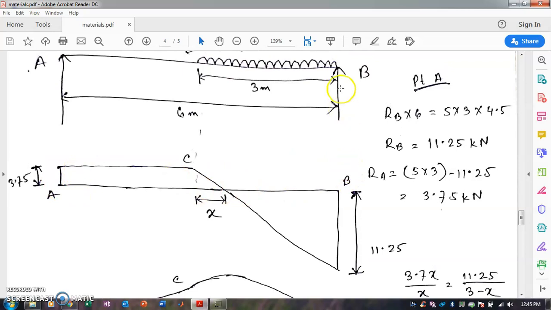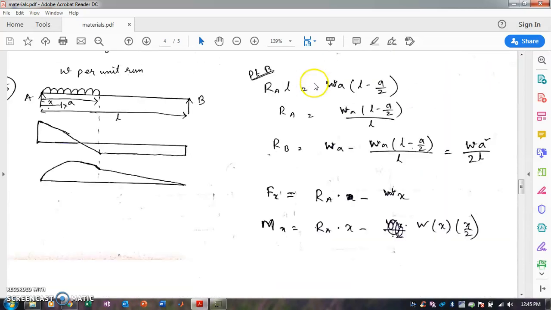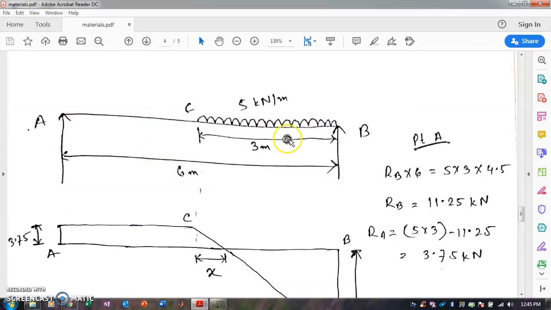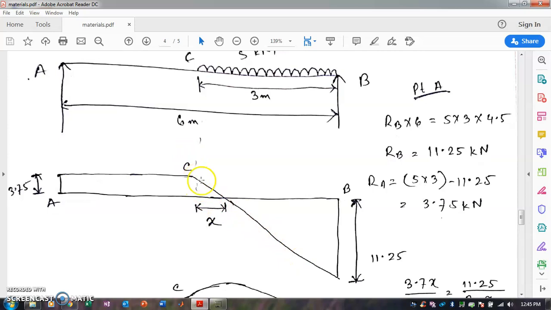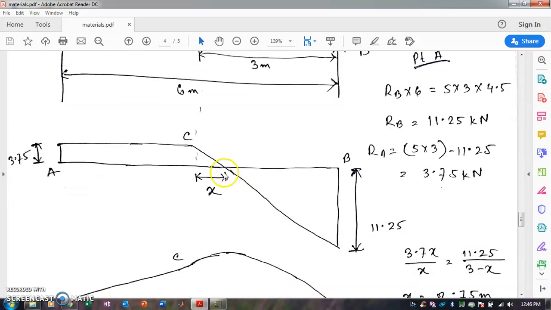Here similarly, if we take a point X, the procedure is the same as the previous problem. If we take point X from this side, the only upward force is Rb, so Rb is negative, and if we take X from this side, then Ra will be plus. So this will be plus. Up to point C on the left hand side there is no change in the force, so it will be constant. But from C it will change, and become minus 11.25 at point B. So it will be 0 at some intermediate point.